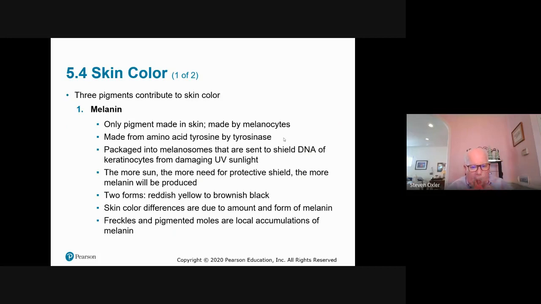There are two basic forms. You don't have to know either one: reddish yellow and brownish black. But skin color differences are due to melanin. There are pockets of local accumulations of melanin on everyone's body, and those are known as either freckles or moles. Okay? Melanin determines the color of your skin.